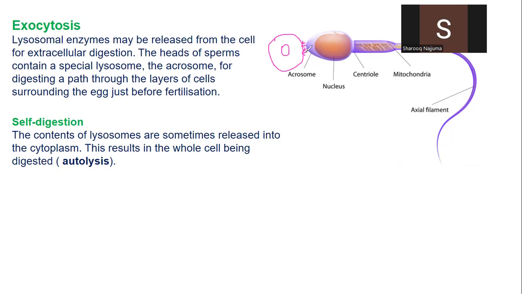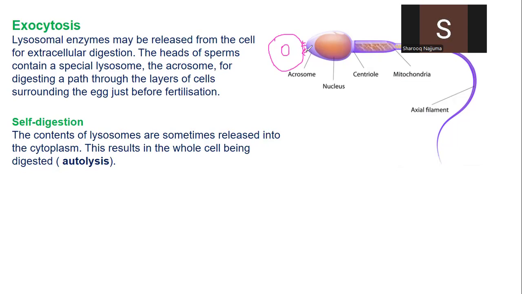Then lysosomes can also be used in self-digestion. Under self-digestion, the whole cell can kill itself, if I may bring it in simple terms. It can just release all the digestive enzymes into itself and then it is destroyed. A whole cell can be digested. So in this case, the contents of the lysosomes are simply released into the cytoplasm, and then the whole cell is digested. That is what they call autolysis.